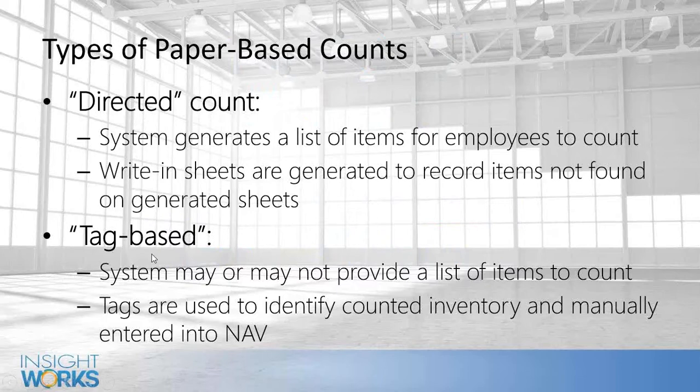But it is very similar to the tag-based count, where, if anybody does tag-based counts, just maybe put a note in the chat box, and I'll talk more about tag-based counts as we go through. A tag-based count is where you have tags that you put on the items, a two-part tag, and you hand one half of the tag in, the other half stays on the item to indicate it was counted, and somebody enters that tag. So we do have support for that as well, but I'm not going to really cover that in this session. If you do want to use that method for counting, or you currently do that, and you need additional help, let us know and we can help you with that. But for now, we're going to cover the directed count in the system.